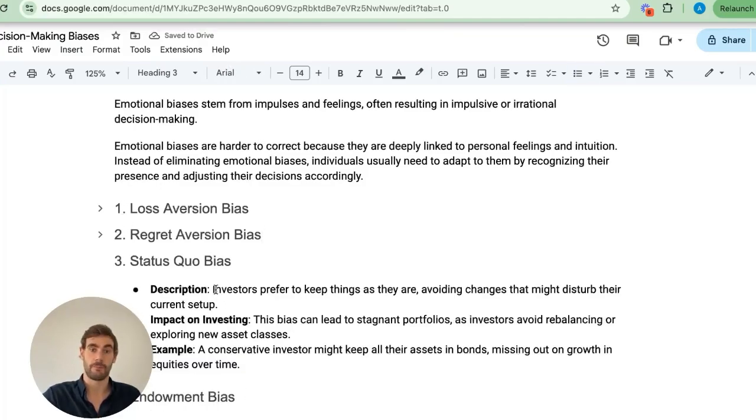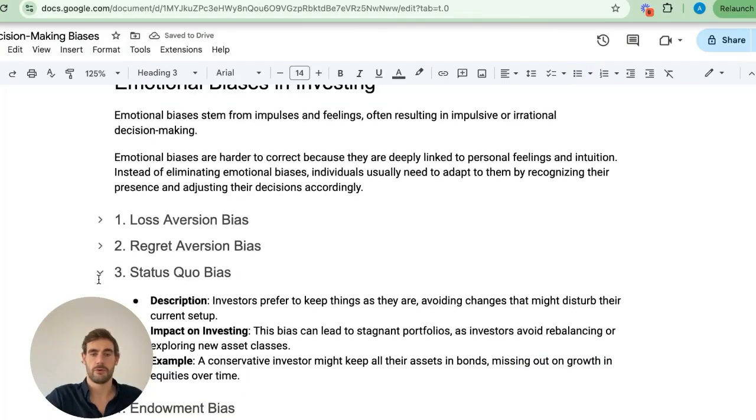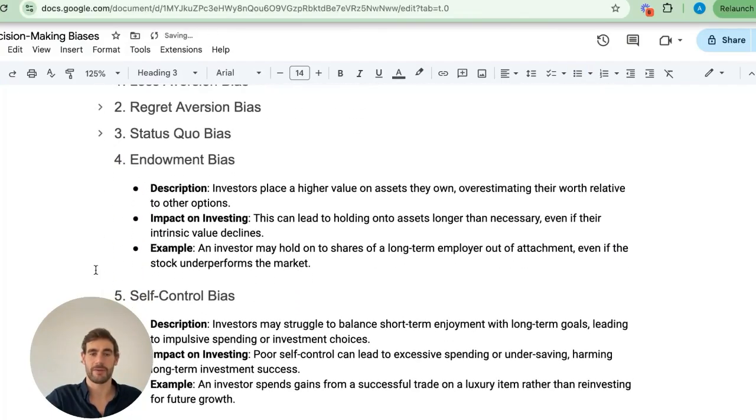Number 3, status quo bias. Here investors prefer to keep things as they are, avoiding changes that might disturb their current setup. The bias leads to stagnant portfolios as investors avoid rebalancing or exploring new asset classes. An example here is that a conservative investor might keep all their assets in bonds, missing out on growth in equity over time. Emotional bias number 4, endowment bias.